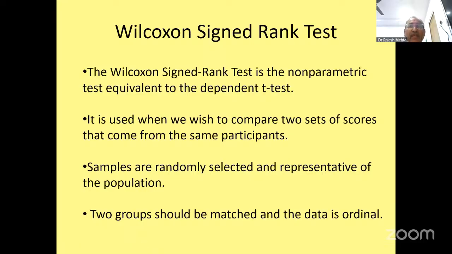In this case, we look at the pre and post: initially what was the situation, what was the situation later on, and what is the difference between the two observations that we are going to compare. It is used when we wish to compare two sets of scores that come from the same participant. Samples are randomly selected and representative of the population. Say there are 1,000 patients, we want to take a sample of 10, and then we can compare this.